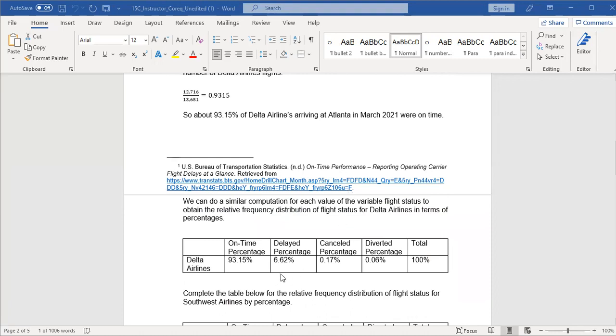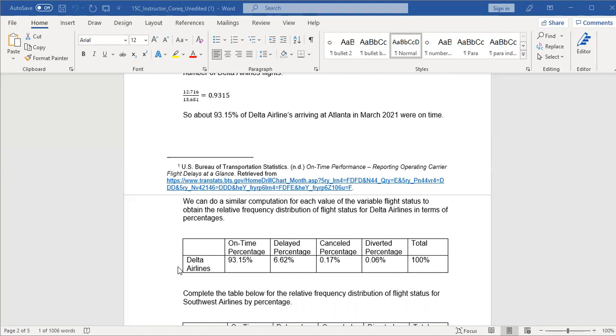The percentage for the delays was 6.62%. For canceled, it was 0.17%, which is very low. And diverted was 0.06%. Basically, the percentages in total must be 100%. This is for Delta Airlines.